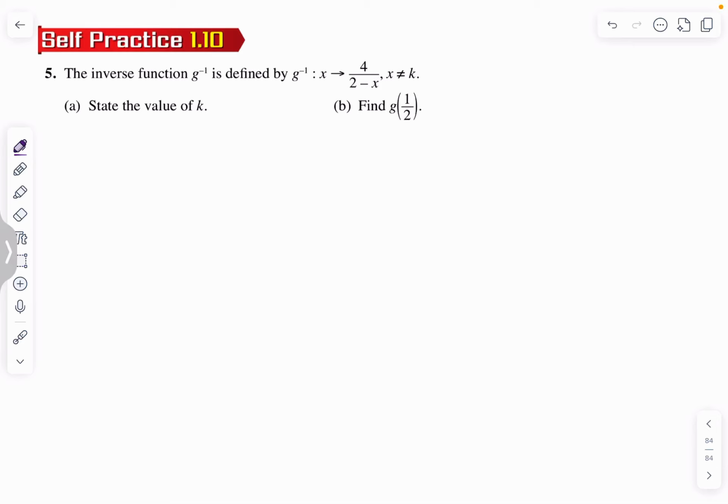Question 5. The inverse function g inverse is defined by this, where x is not k. State the value of k. Alright, so this is called the condition at which the denominator cannot be 0. So if x is k, the denominator will become 0. If the denominator is 0, the whole function is undefined.